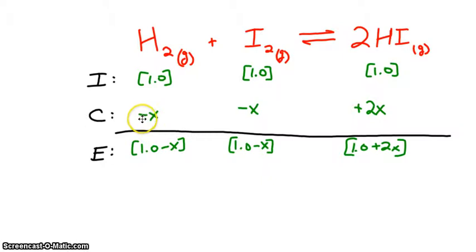Negative indicating the change, the chemical is being used. Positive, the chemical is being produced. The magnitude of the change corresponds with the stoichiometric coefficient from the balanced chemical equation. Here we have 1 H2, so the change is negative 1x. 1 I2, the change is negative 1x. 2 HI, so the change is positive 2x.